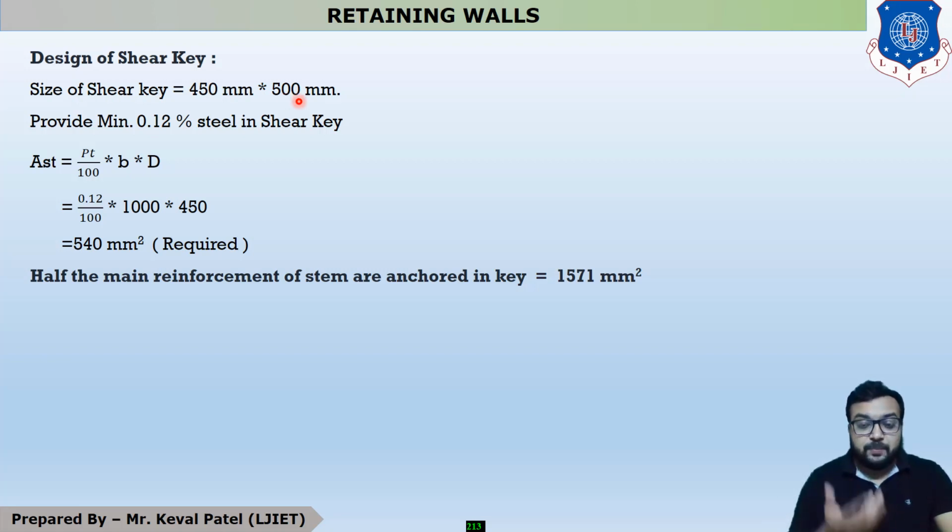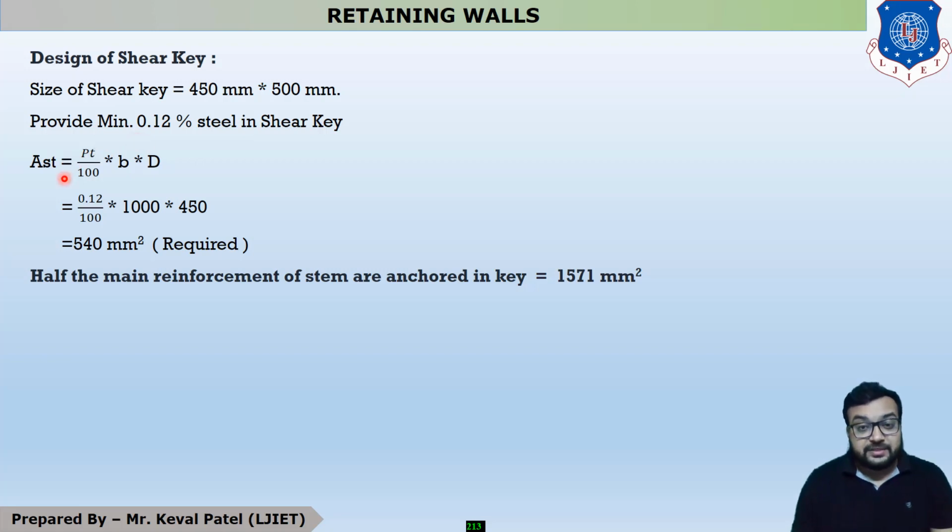Now, what is the main function of shear key? The main function of shear key is to restrain against sliding. Our sliding force acts as a horizontal force. So we have to provide minimum steel in the shear key. Our minimum steel is 0.12 percent of the total gross sectional area.